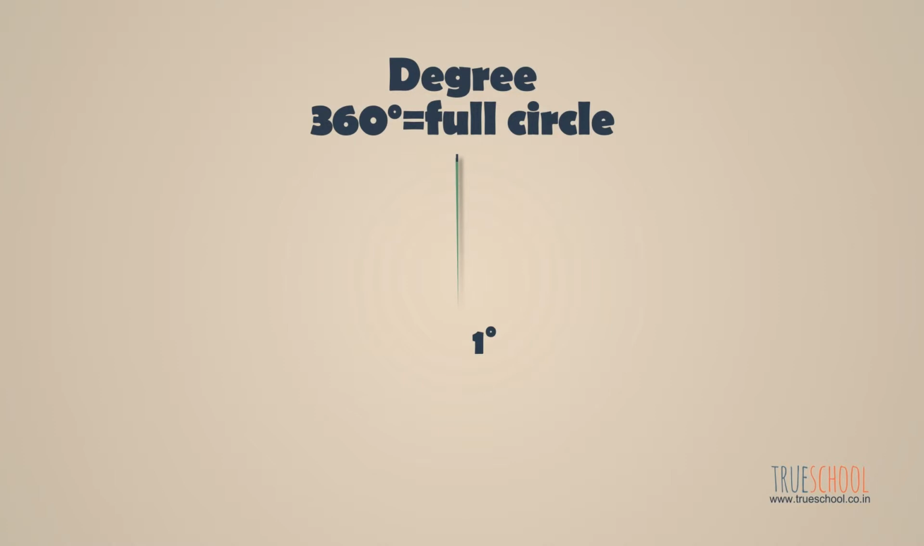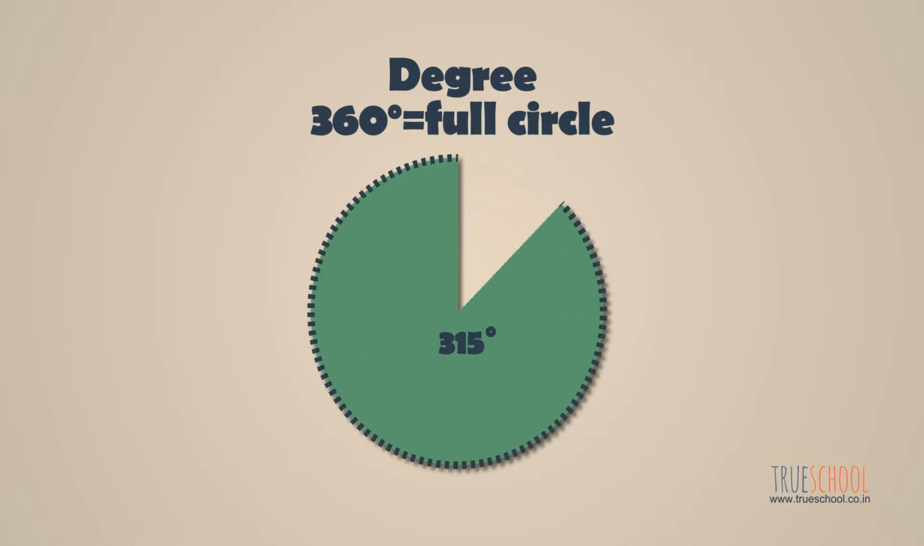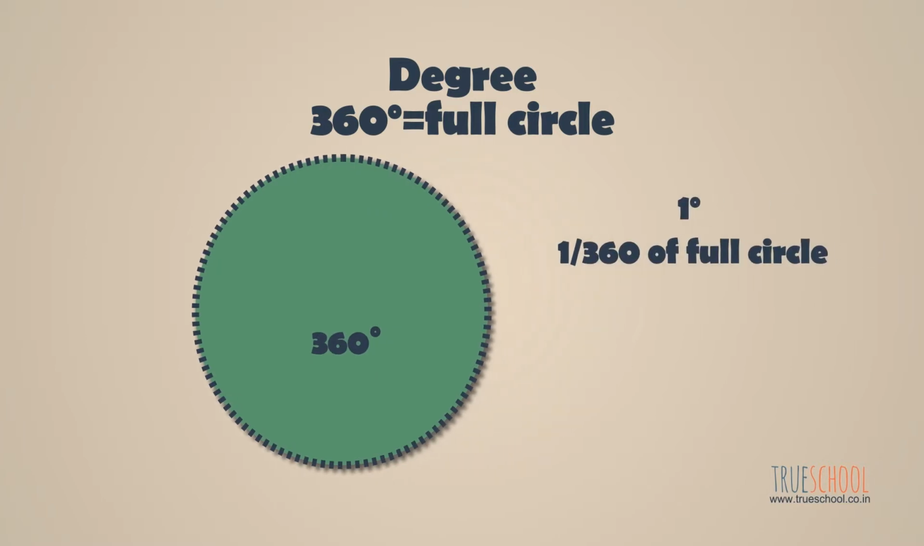Another more familiar unit we use is degrees, where a complete circle is said to be 360 degrees and each unit becomes 1 by 360 of a complete circle.